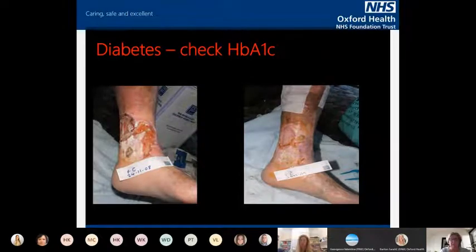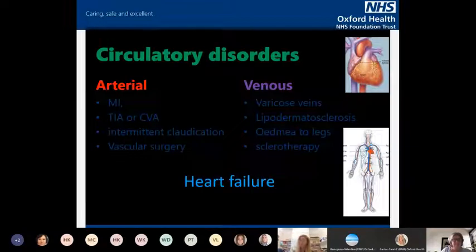And that was the impact on the wound. 8 weeks after starting insulin, the wound's healed. So, you know, you cannot underestimate the impact that something like diabetes can have. So you need to be assessing how well that is controlled and doing something to improve that.